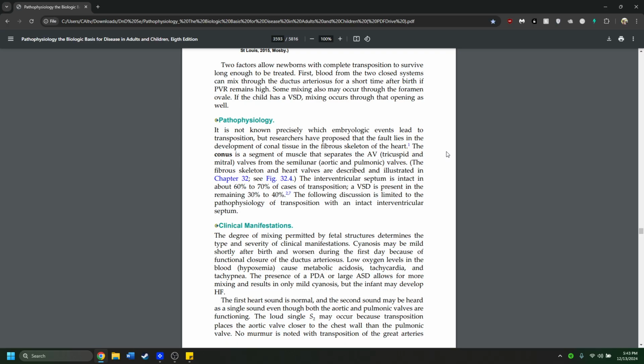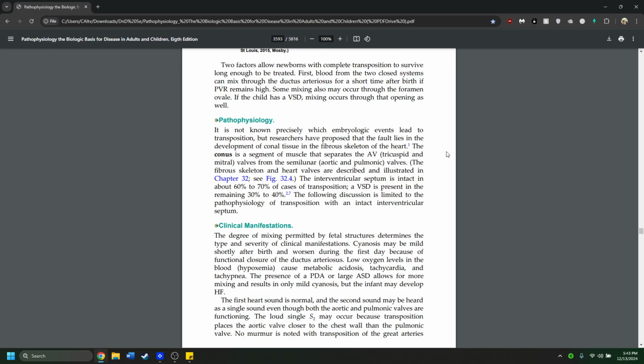The pathophysiology: it is not known precisely what embryologic event leads to the transposition, but researchers have proposed that the fault lies in the development of conal tissue in the fibrous skeleton of the heart. The conus is a segment of muscle that separates the AV tricuspid and mitral valves from the semilunar aortic and pulmonic valves. The fibrous skeleton and heart valves are described and illustrated in Chapter 32.